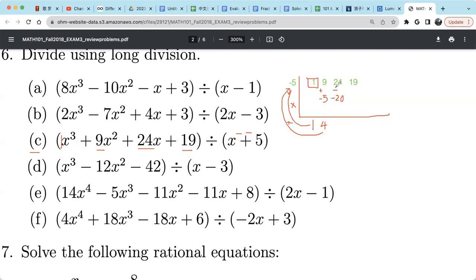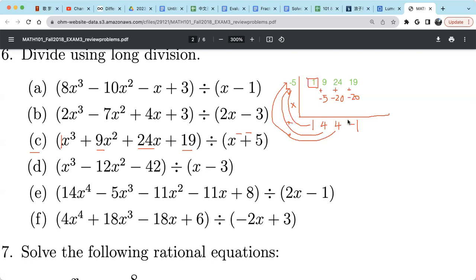Yes, I'm going to add those two numbers to get another 4. Now I multiply this 4 with -5 again. Okay, but those are different 4s. Again, I get a -20. I put it under 19. I add those two numbers. I get -1. So no more numbers to go. I'm done.